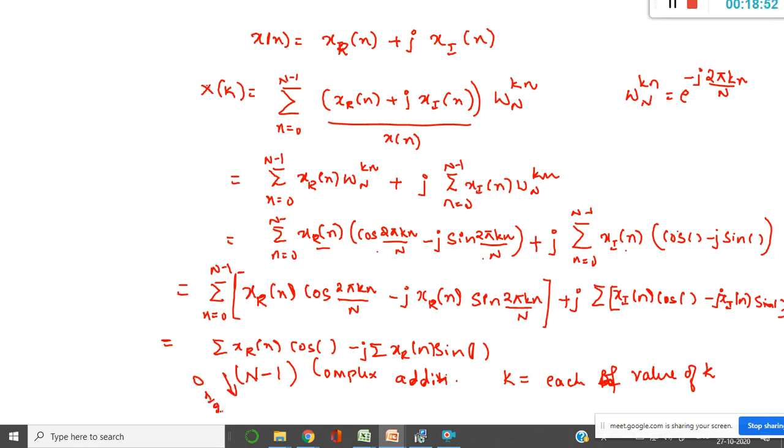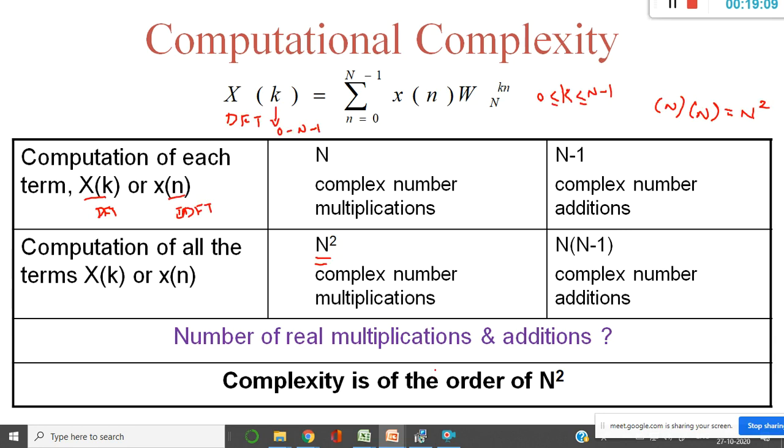k0, k1, k2. Of such, the total range is 0 to n minus 1, which is nothing but n number of values. So this comes to be n into n minus 1 complex additions. That is for a single value of k; I am speaking about a single value of k.